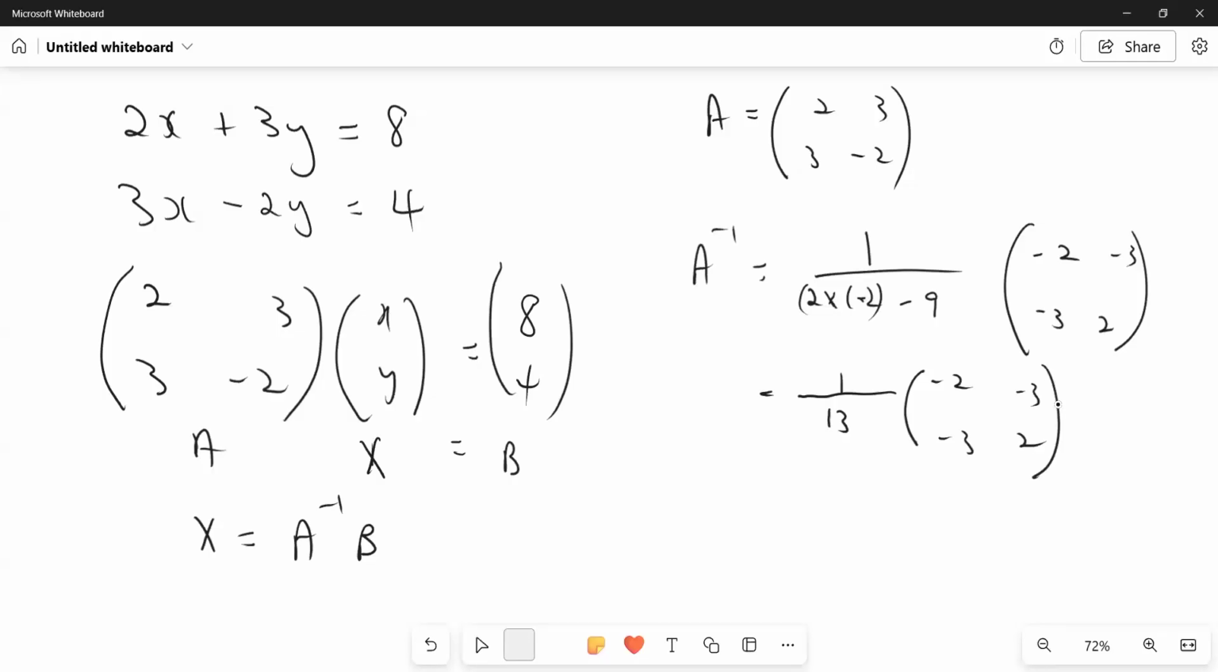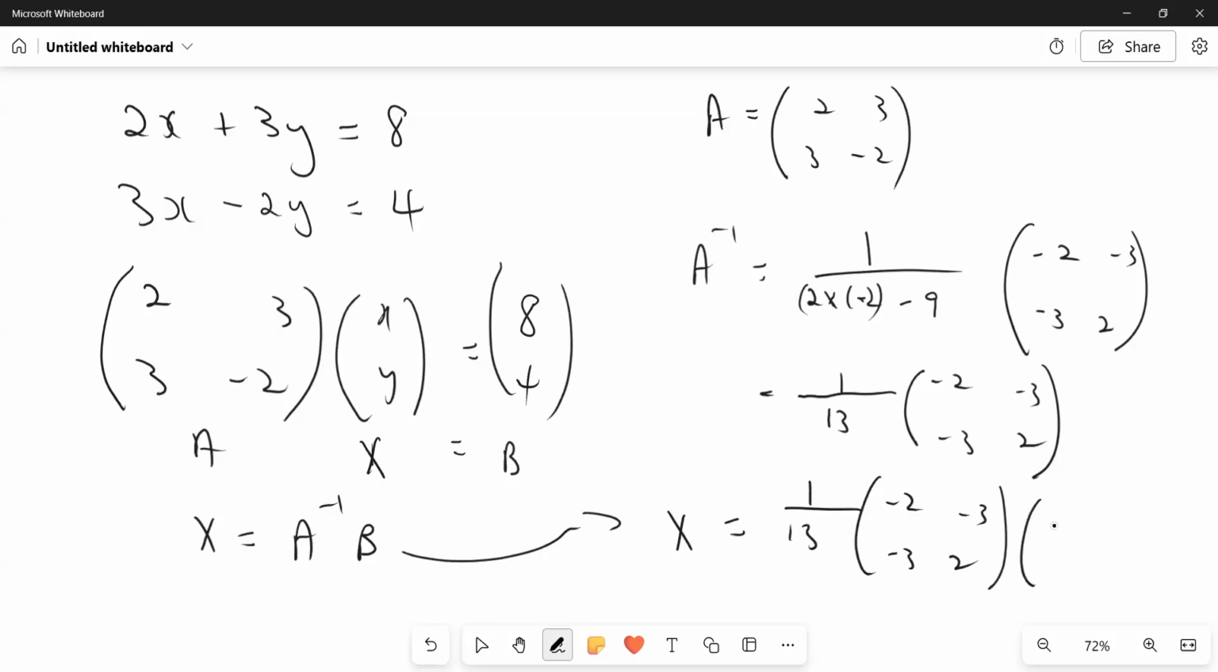It's ugly. My advice to you is don't multiply this into this. You'll end up with some horrible fractions. Do this instead. So we know from this one, X is equal to A inverse, which is this, 1 over minus 13 times [-2, -3; -3, 2] times [8; 4]. So multiply this by this, and you get some nice numbers. And then you multiply by that.